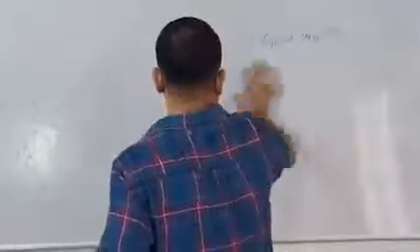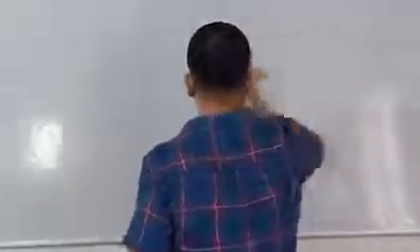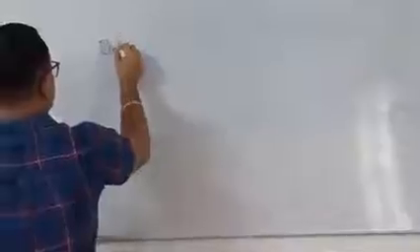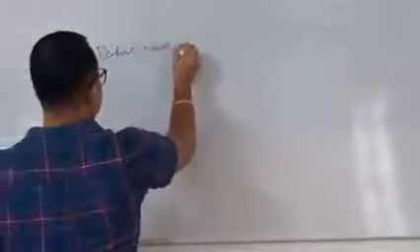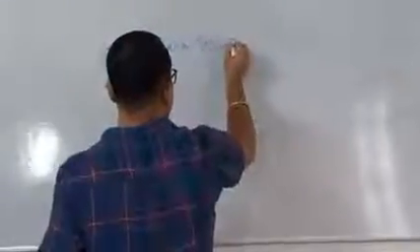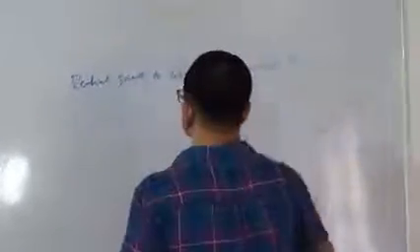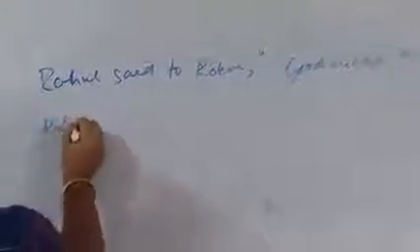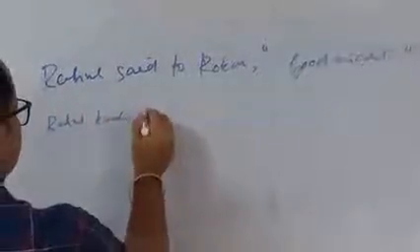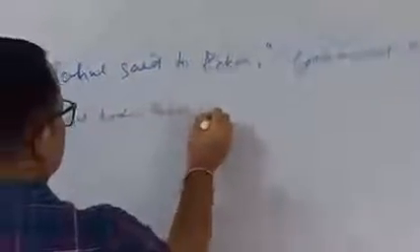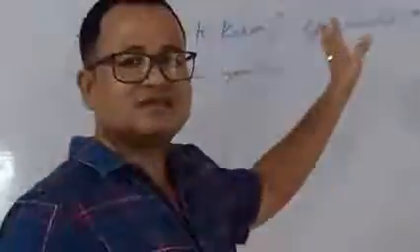Let's see one more example. Rahul said to Robin, good night. So here, Rahul bid Robin good night. This is how we change the narration from direct to indirect. We are reporting this to convey certain kinds of things.